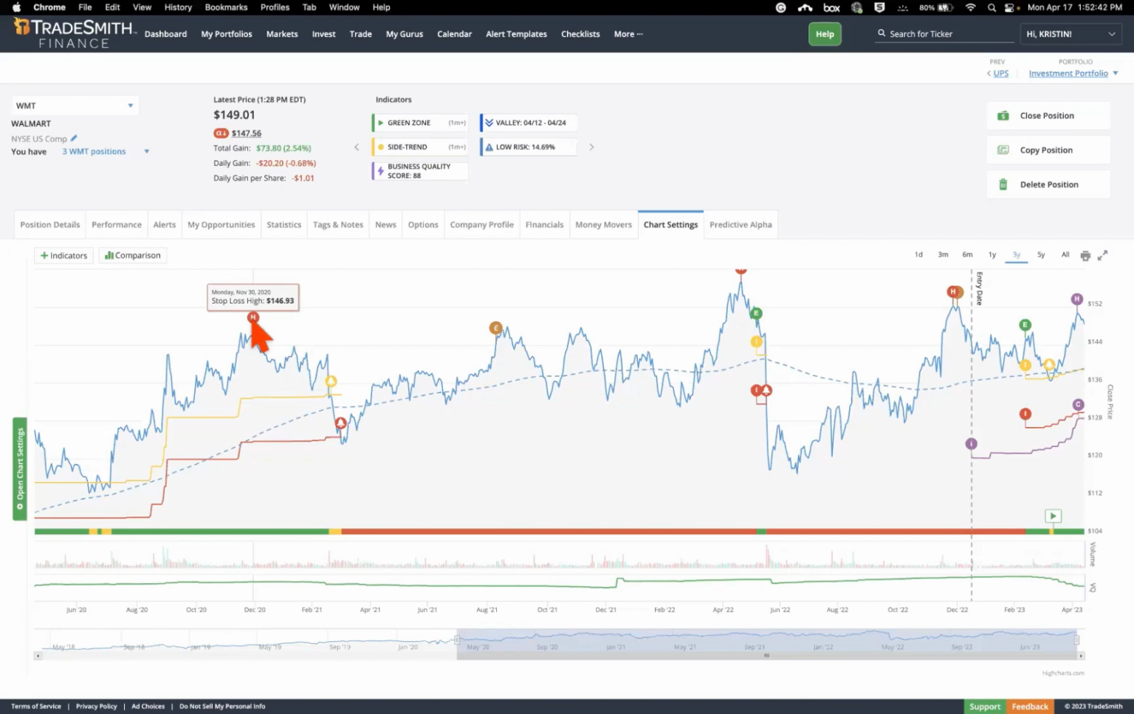It doesn't matter if you own it. The health is green for Walmart, for anybody that looks at Walmart right now. And on the chart, you'll have the same H. So if you're looking at Walmart, your H should look just like mine.